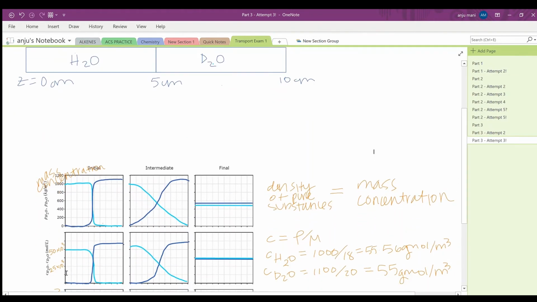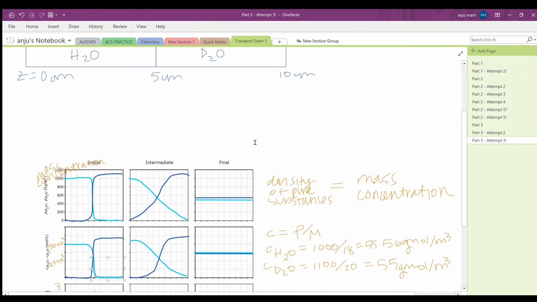Molar concentrations, this follows a similar trend. The tube from 0 to 5 centimeters is primarily the moles of water, and then from 5 to 10, it's primarily the moles of D2O. And then at 5 centimeters, again, we have the diffusion starting. So there's some components of D2O just to the left of 5 centimeters, and some components of water just to the right of 5 centimeters.